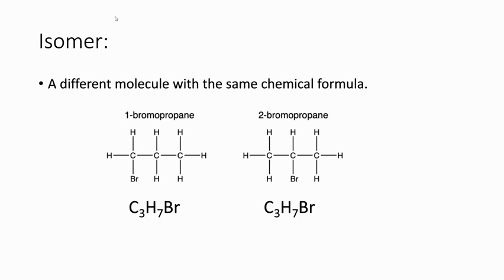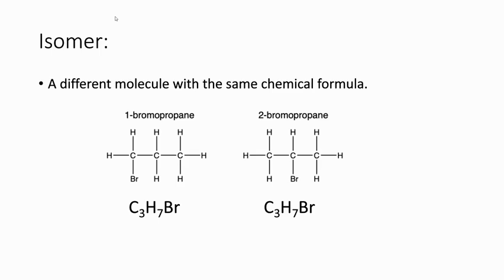The next thing that we need to talk about is the structure of these organic molecules. This is the definition of an isomer. It is a molecule that is different, but it has the same chemical formula. So it has the same atoms. They're just connected differently. That's an isomer. Both of these have 3 carbons, 7 hydrogens, 1 bromine. The only difference is that the bromine is connected to the end of this molecule, and the bromine is connected to the middle of this molecule.